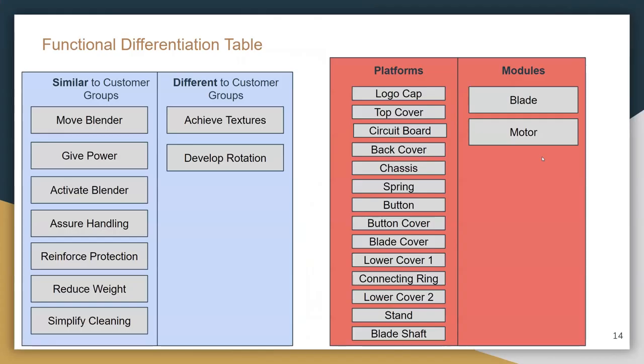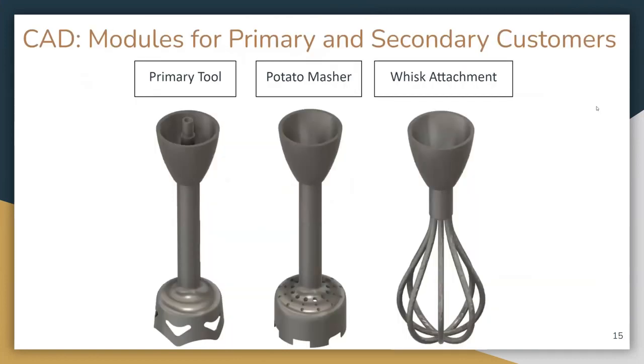For our product family design, obviously there will be different needs for primary and secondary customers, leading to these two different groups, the achieve textures and develop rotation. And this allowed us to identify the different platforms and modules we will need for our product.